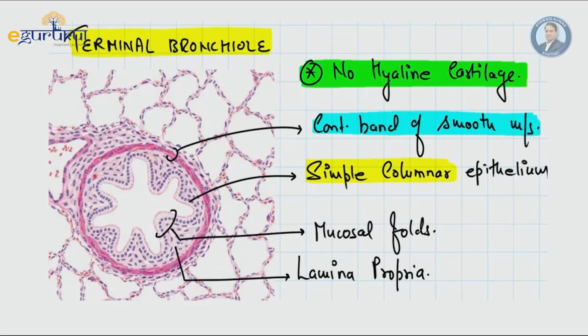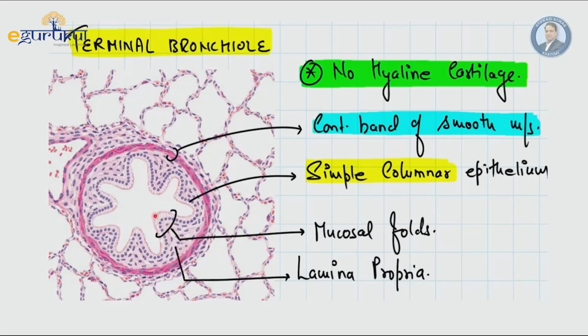And we have a very, very thick continuous band of smooth muscle, and because of this continuous thick band of the smooth muscle, the lamina propria and the mucosa inside are pulled and they will form the mucosal fold. These mucosal folds are not a typical feature of the bronchus or the trachea, but that is seen in the terminal bronchiole because the smooth muscle there is the one which causes them to lie in the folding manner, and these are called the mucosal folds.